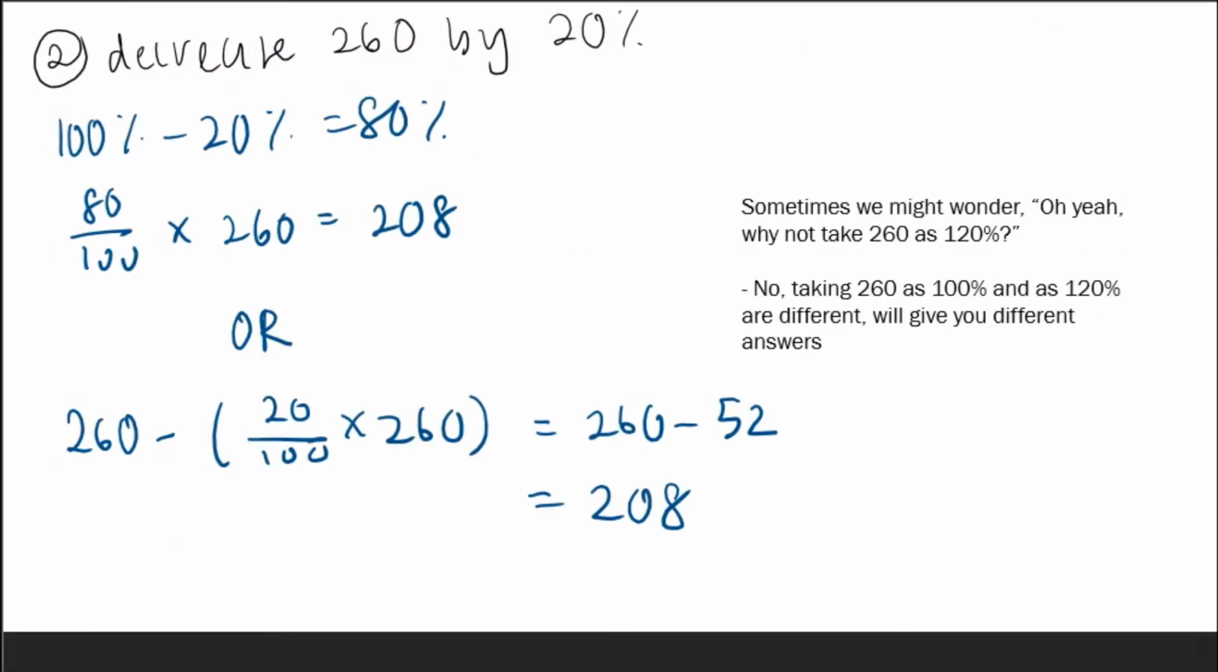Decreasing 260 by 20%. So 100% minus 20%, you are left with 80%. So just find 80 over 100 times 260, which gives you 208. Or you can just go straight to 100% minus 20% equals 80%. 100% is 260, minus 20%, which is 20 over 100 times 260. And that will give you 80%, which is 208.